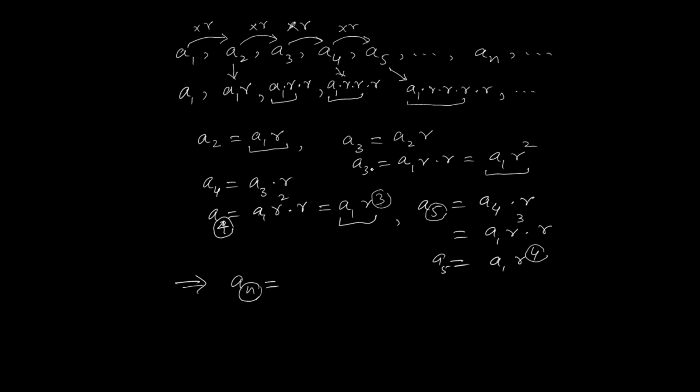Similarly, if the term is third, 3 is written over here, so the power of r is 2, which is 1 less than 3. So in the similar way, if the term number is n, I can write a1, that is the first term, and the power of r is 1 less than this n, so n minus 1. So this is the general formula.